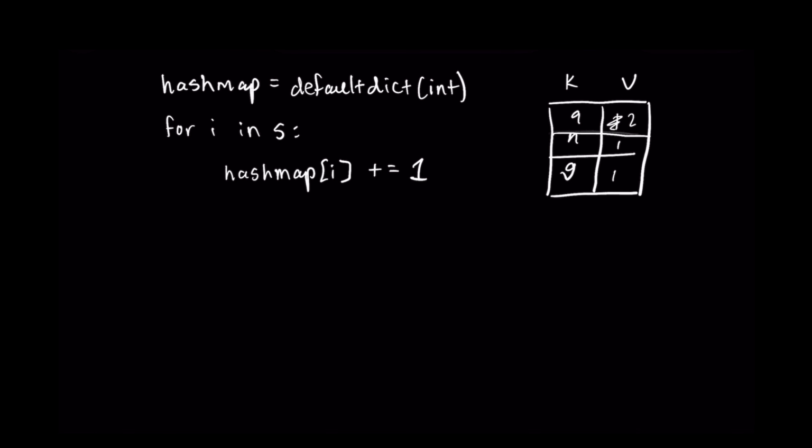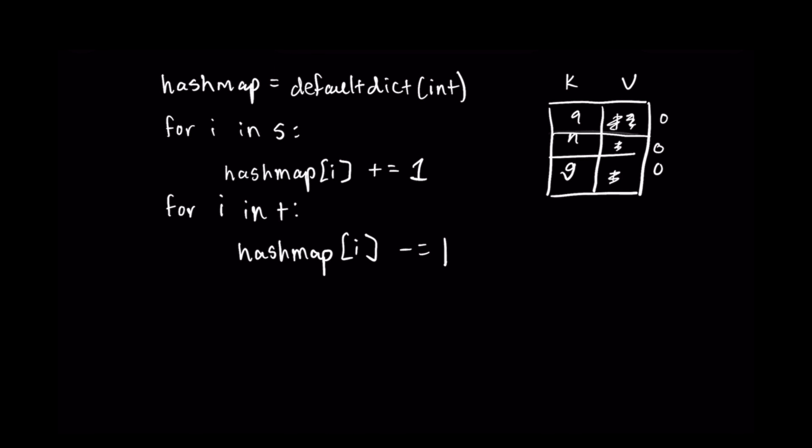Then we can do the same thing for string T, for i in T, we have hash map i, and instead of doing plus equals 1, which is the intuitive thing to do, I found that we could actually do minus equals 1. And basically what it's going to do is decrease our value of A, our value of N, our value of G, and it's going to bring everything back down to 0 instead.